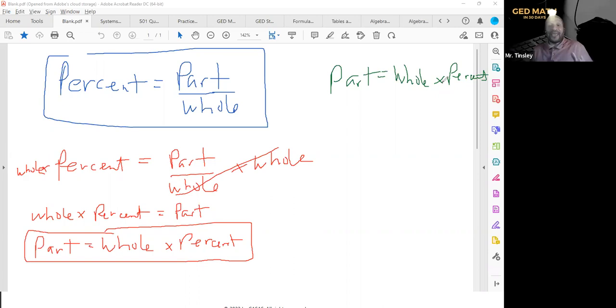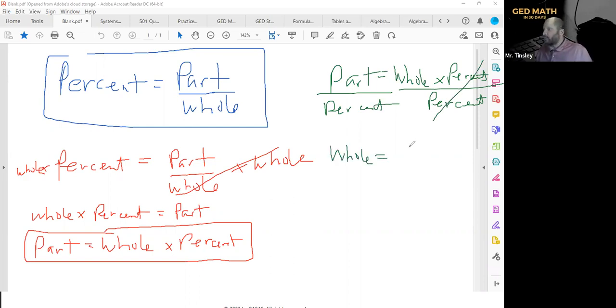How do I get rid of anything? You do the opposite operation. So the opposite of multiplying is dividing. So I need to divide by percent because that's what I'm trying to get rid of. Whatever I do on one side, I do on the other. The percents cancel. Whole is equal to part divided by percent.